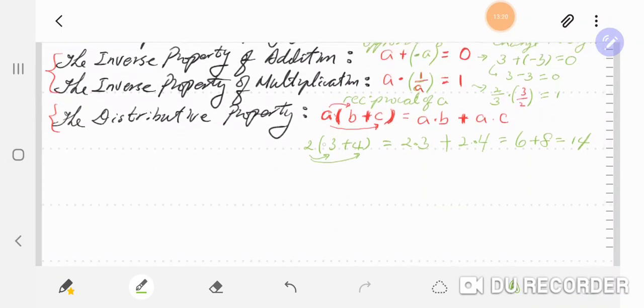What if we have a factor on the right side of the parenthesis? 3 plus 4, times 2. Still the same. Distribute the 2 to each of 3 and 4. So this means 3 times 2 plus 4 times 2. Then 6 plus 8 is 14. Same answer. So whether the factor is on the left side or the right side of the parenthesis, it doesn't matter. Just multiply each term inside the parenthesis by the factor.